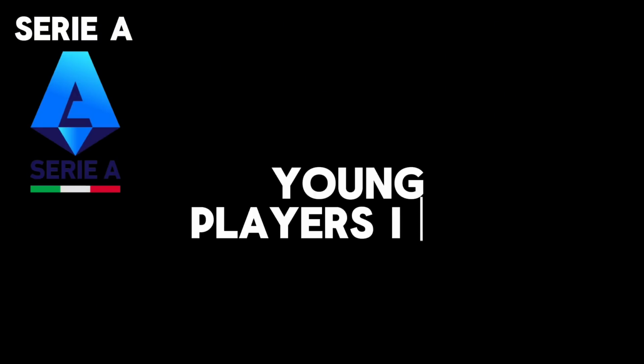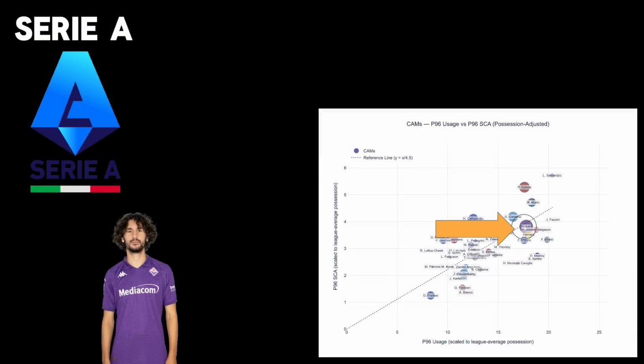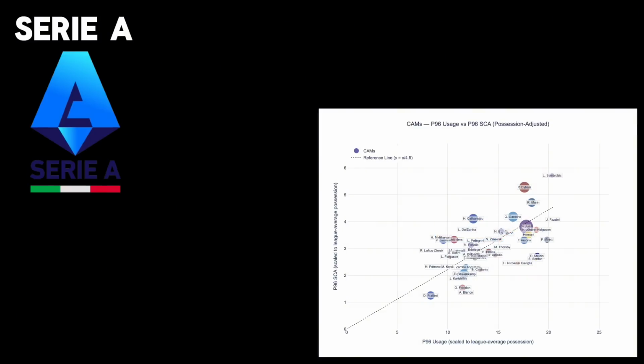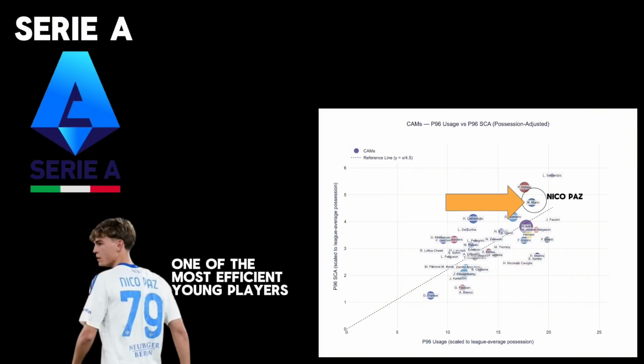As far as young players I like from this league, I found two that stuck out, the first being Yacine Adli for Fiorentina. Of the younger midfielders in Serie A, he's one of the highest players with respect to the line, and he had a solid number of goals and assists. I also like the look of Nico Paz for a lot of the same reasons. Nico Paz is actually in talks with Tottenham right now.